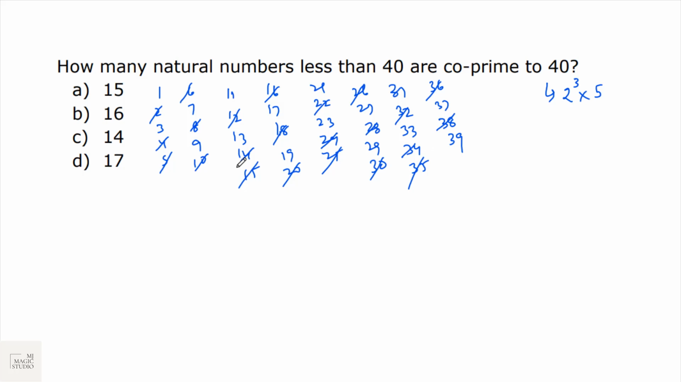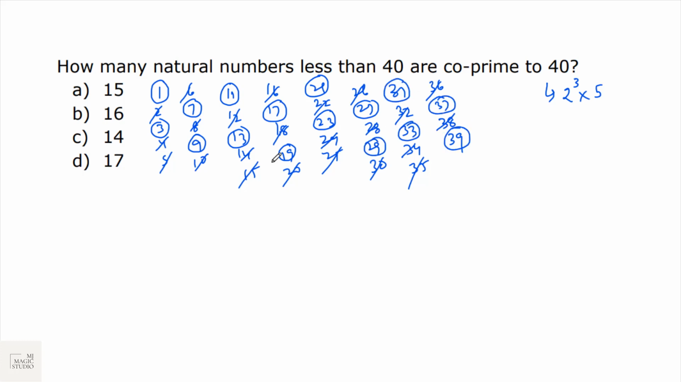Now whatever number remains, you can check, are co-prime or relatively prime to 40. It is 1, 3, 7, 9, 11, 13, 17, 19, 21, 23, 27, 29, 31, 33, 37, 39. That is 1, 2, 3, 4, 5, 6, 7, 8, and so on. That means the answer is 16. There are 16 natural numbers which are less than 40 and are relatively prime to 40.